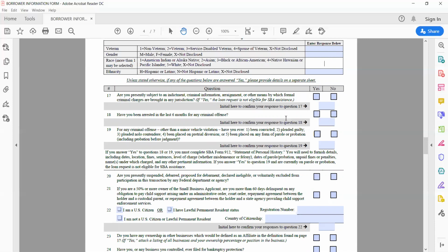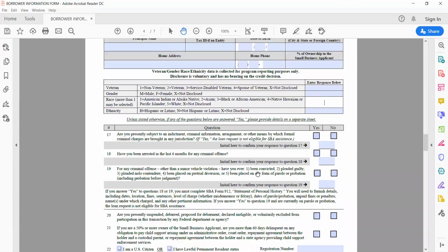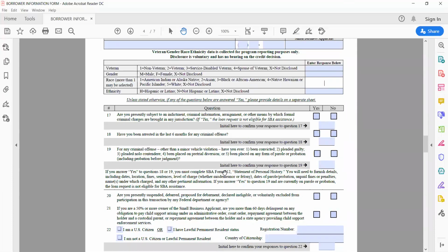18, just need to answer truthfully. Been arrested in the last 6 months for any criminal offense. And then 19 is ever. Have you ever been convicted, pled no contest, etc.? Again, they will find out. They will do a background check. So be truthful here. Answering in the negative, or no, and they find out otherwise, could subject you to more trouble. So best to just be truthful here and explain it, provide the documentation that they require, and you still may be eligible for SBA financing.